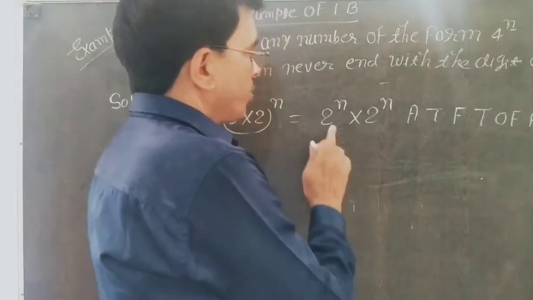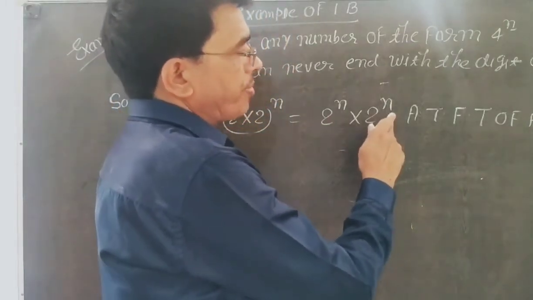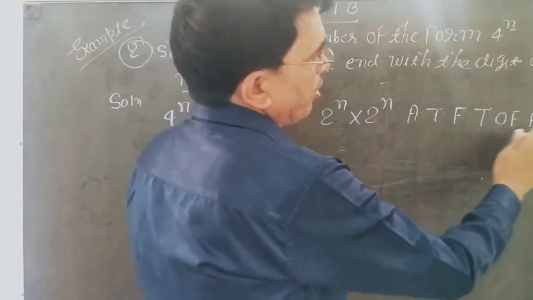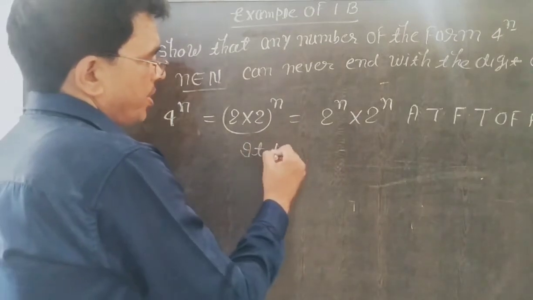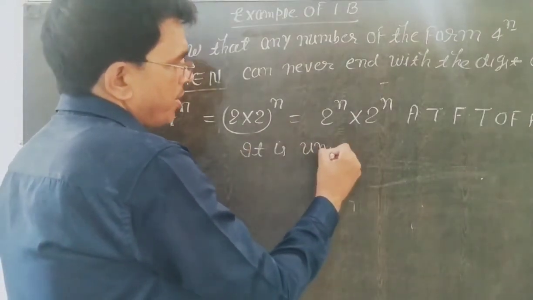So you write 2 to the power n into 2 to the power n according to the fundamental theorem of arithmetic. It is unique.